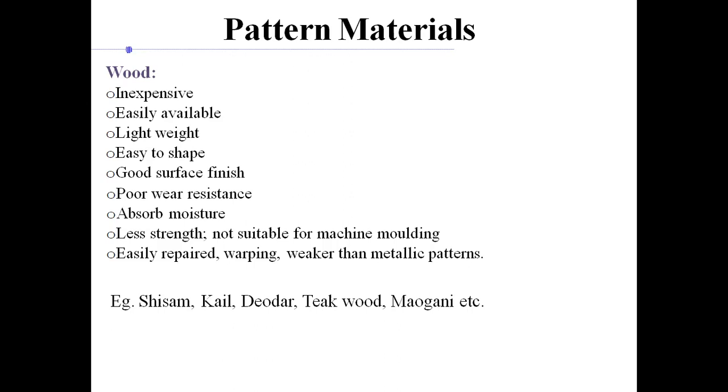Examples of the materials that are used: sisam, kale, deodar, teak wood, mahogany. All these are wooden materials used. Okay, no doubt so far?